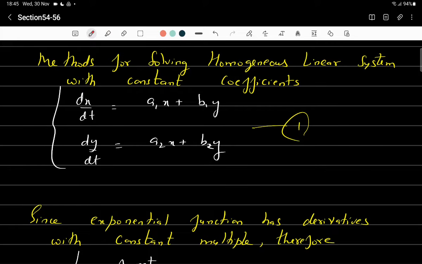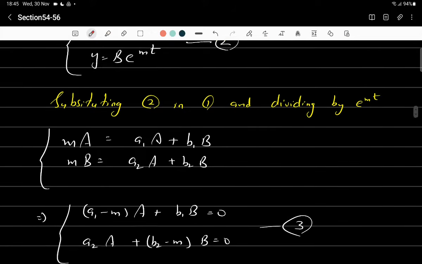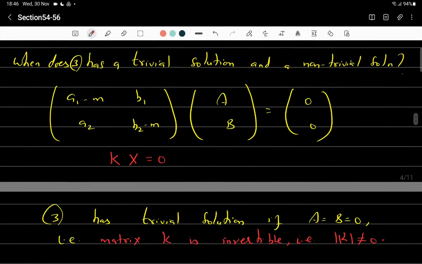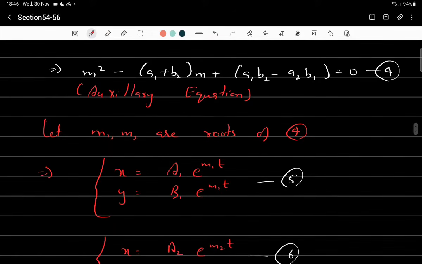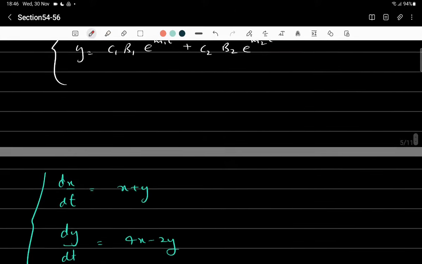For the given homogeneous linear system in equation 1, we assume the solution of the form a e raised to the power mt and b e raised to the power mt. We put equation 2 in equation 1 and that gives us the following homogeneous system of equations. For the non-trivial solution, we take the determinant of this matrix to be equal to 0. That gives us an auxiliary equation in m, and from there we'll get two values of m. For each value we have a solution, and we say that if the roots are real and distinct, then the linear combination of these two solutions gives us the general solution.